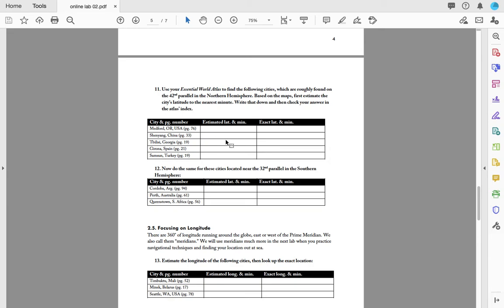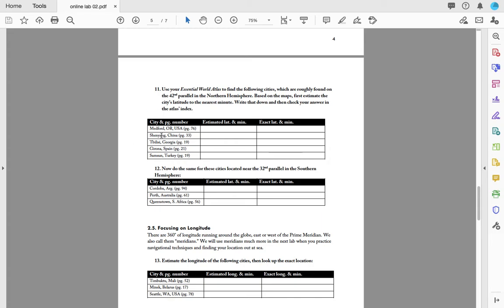Okay? Once you've estimated that as best you can, look it up. Figure out what is the exact latitude to the minute for Medford. And if you have the atlas, I've got the page number right here, you would see the map, and then you can look in the index and it'll tell you exactly what it is.